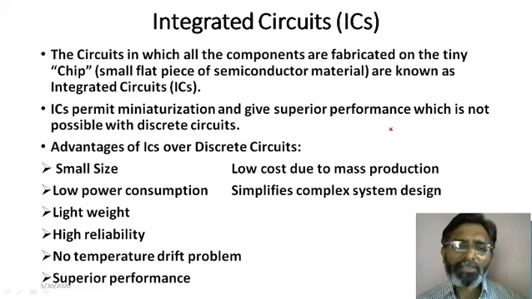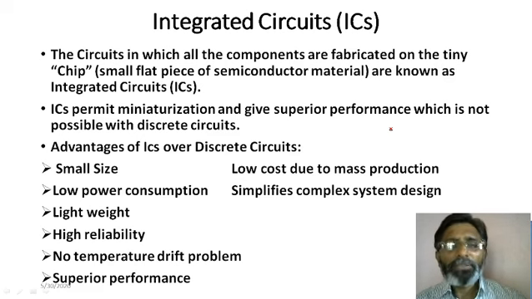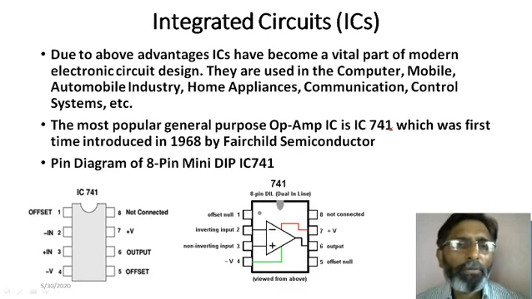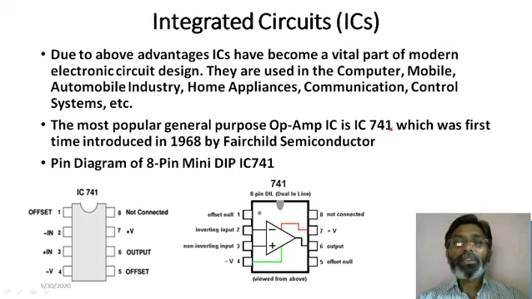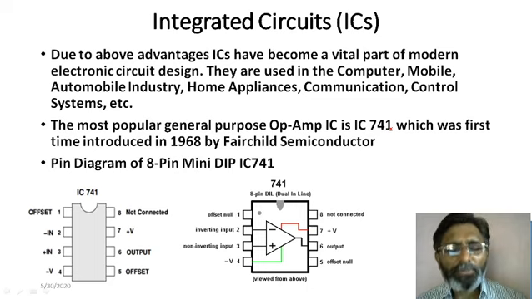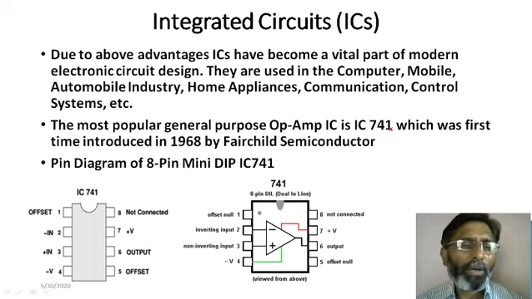And what are the advantages? As I just told you, small size, low power consumption, lightweight, high reliability, no temperature drift problems, superior performance, low cost due to mass production, and it simplifies the complex system design. Operational amplifiers are also implemented by using integrated circuits and are available in the form of ICs. Due to the above advantages, ICs have become a vital part of modern electronic circuit design, and they are used in computers, mobiles, automobile industry, home appliances, communication systems, control systems and whatnot. The list is quite long.